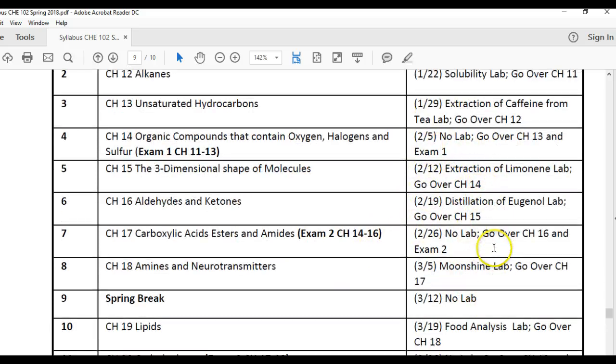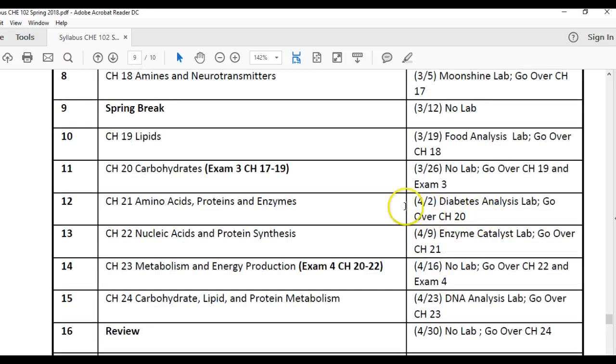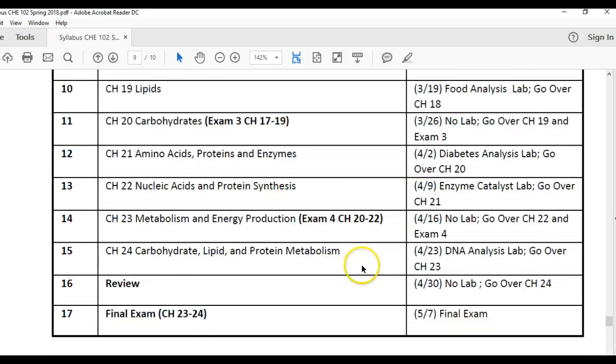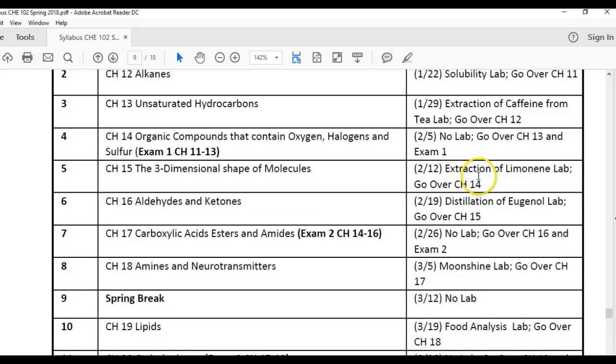It has the names of the labs. I haven't posted all these labs yet, but I will by the end of the first week. And then you can see exam 3 and exam 4. The labs, this is going to be fun. In this class, I really try to do some really fun labs. Extraction of caffeine from tea. We're going to extract limonene from lemons and oranges.